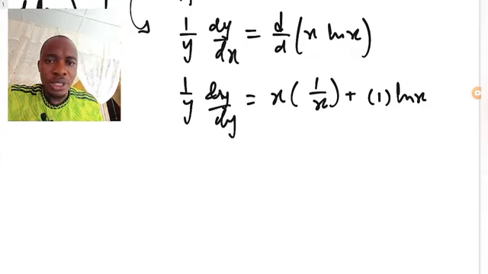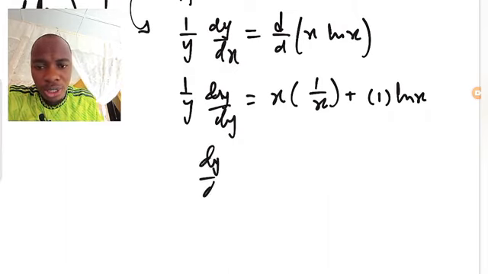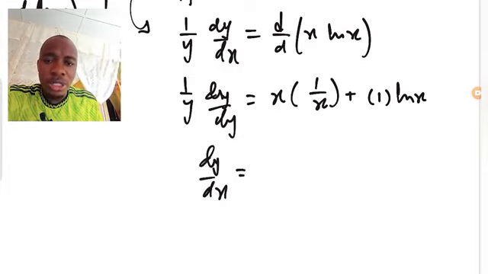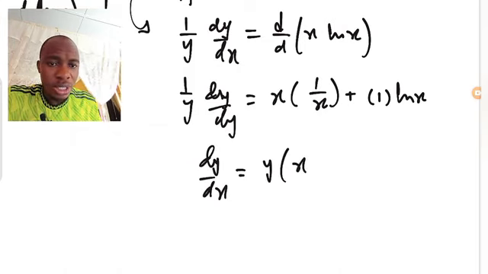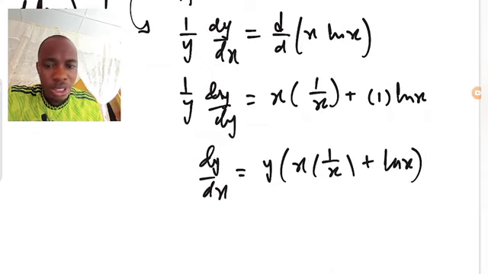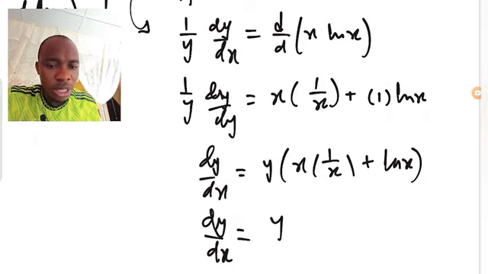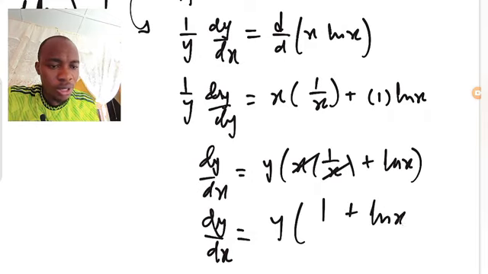Now we are looking for dy/dx. So dy/dx is now going to be, we multiply both sides by y because of the y that is there. We have y times x times 1 over x, plus 1 times ln x. Understood? So dy/dx is going to be y, and we cancel this x, and we have 1 plus ln x.